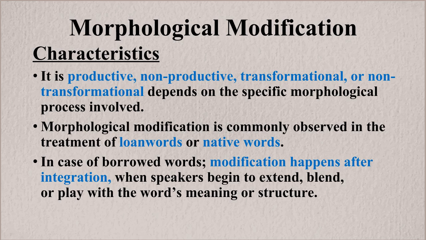Morphological modification occurs in both native words and loanwords. However, in the case of borrowed words, modification typically takes place only after the words have been fully integrated into the recipient language. Once integrated, speakers begin to treat these words like native lexical items by extending their meanings, creating derivatives, forming blends, clipping them, or applying other morphological processes in accordance with the morphological patterns of the language.